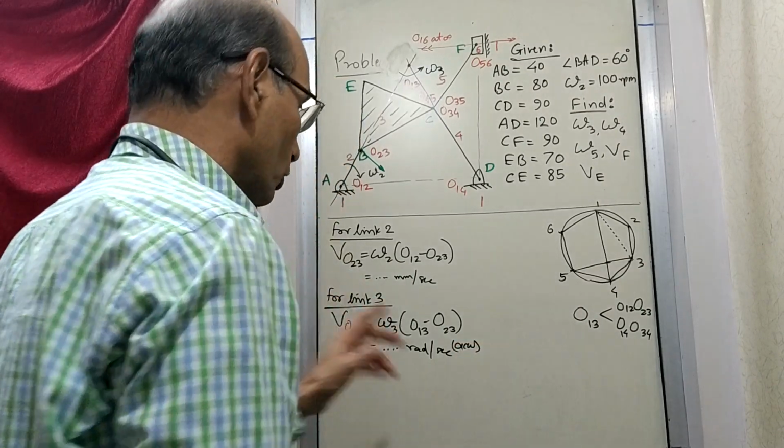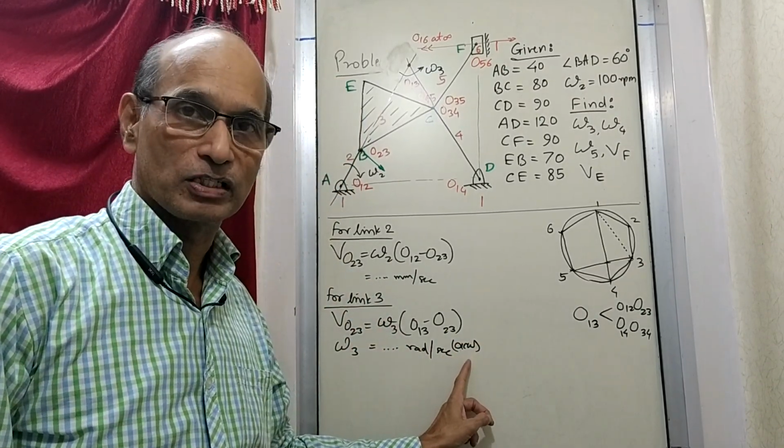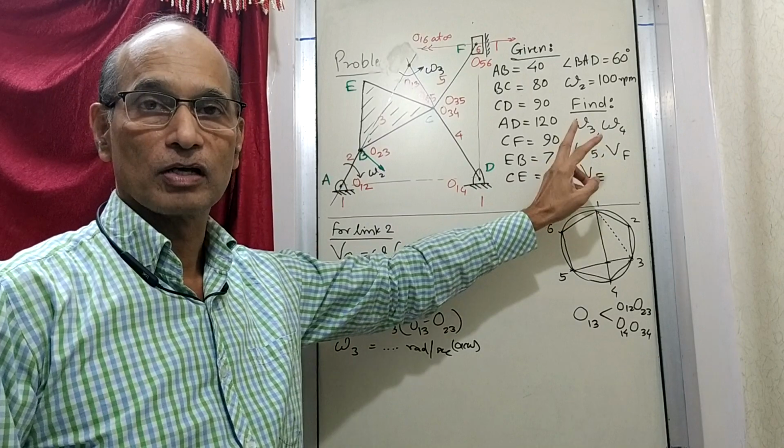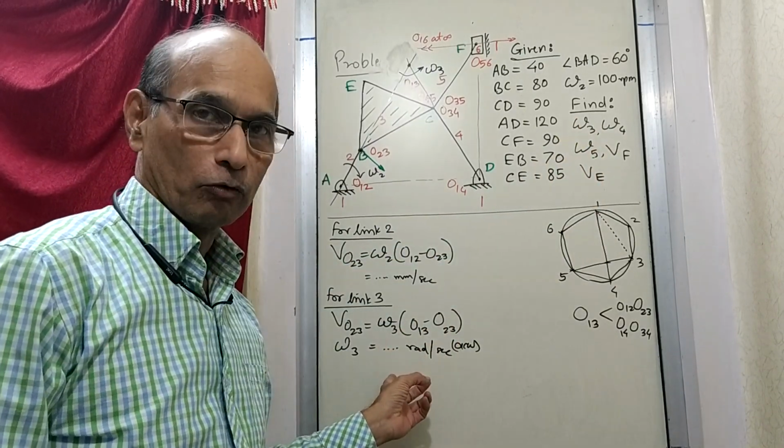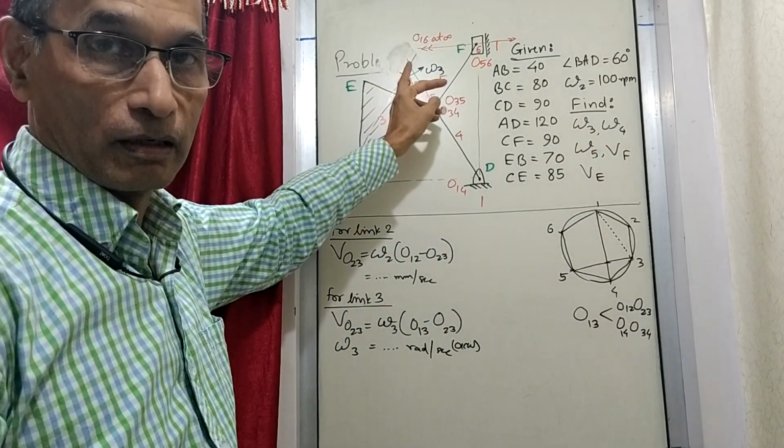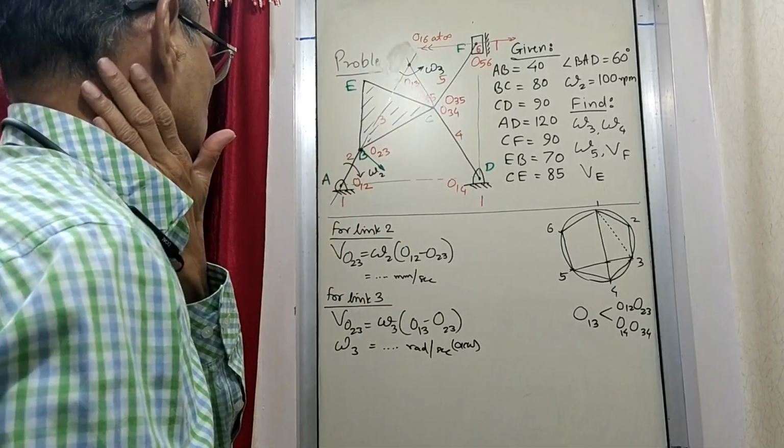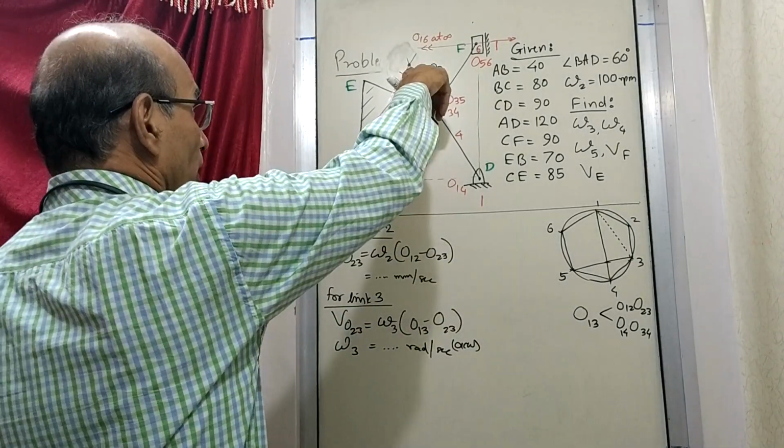So please all of you note that this is a must. You have to write the direction of each of the angular velocities whose magnitudes you find out. And you have to also show it here in the figures. So we found out now omega 3.